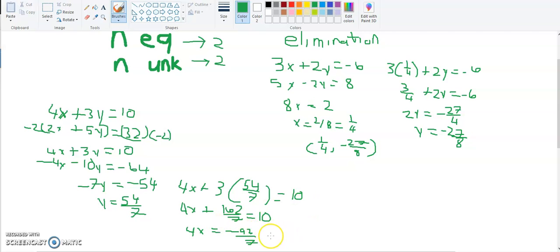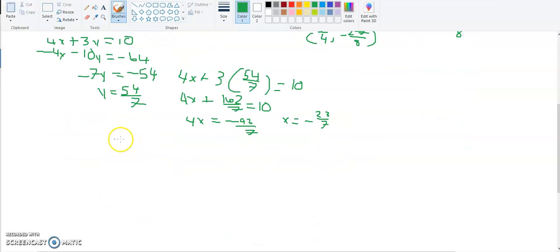Yes. And then if I divide by 4, 92 does divide by 4, and I get x is equal to -23 over 7. So the answer to this system is -23 over 7, which is a little bit less than -3, and then 54 over 7, which is a little bit less than 8. So that's the first way to solve a system.